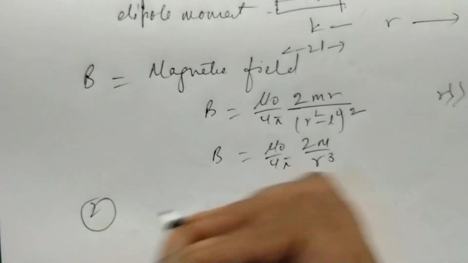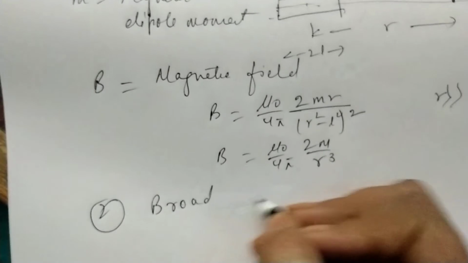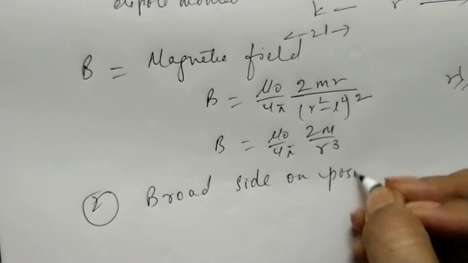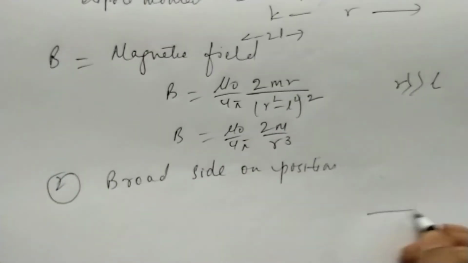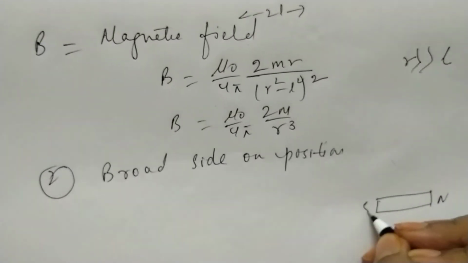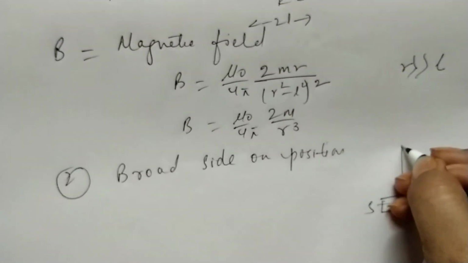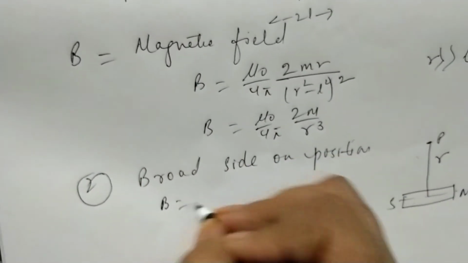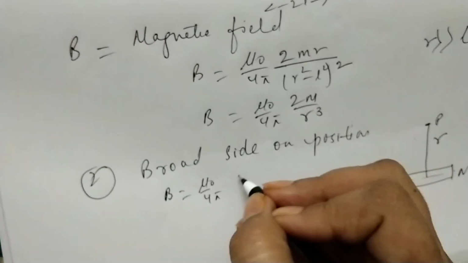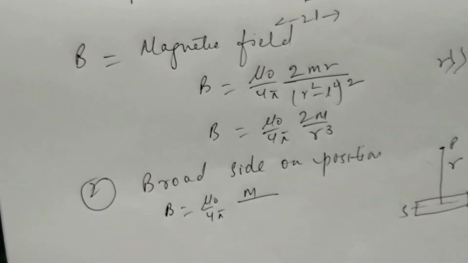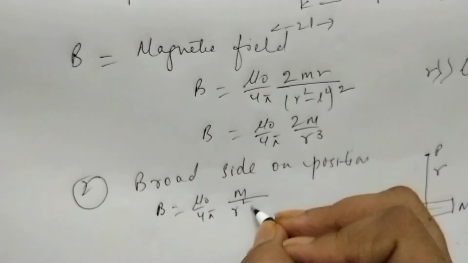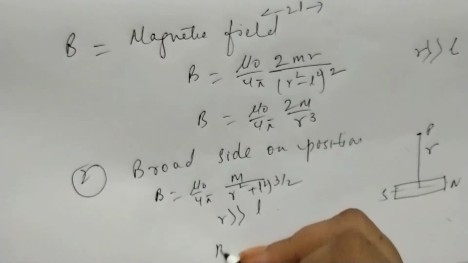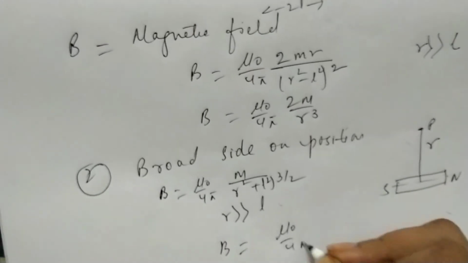In the same way, we now do the broadside-on position. This is the magnet we have taken, this is the north pole and this is the south pole, this is the axis, this is the center. Let us assume P is a point at a distance r. Here also the magnetic field equals mu 0 by 4 pi times m divided by (r square plus l square) to the power 3 by 2, and again if r is much greater than l, then B equals mu 0 by 4 pi times m by r cube.